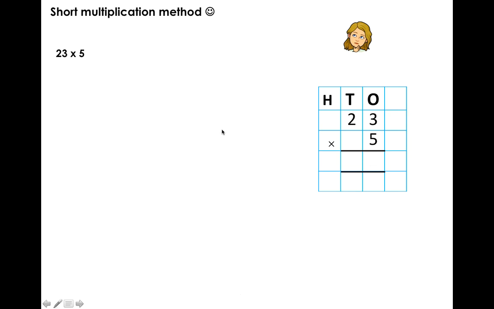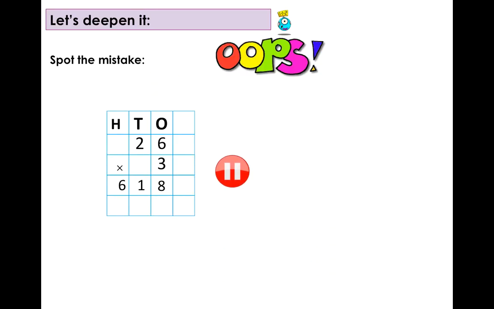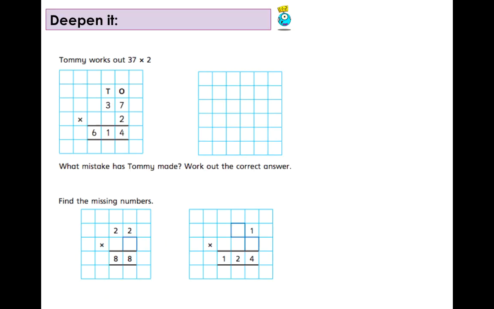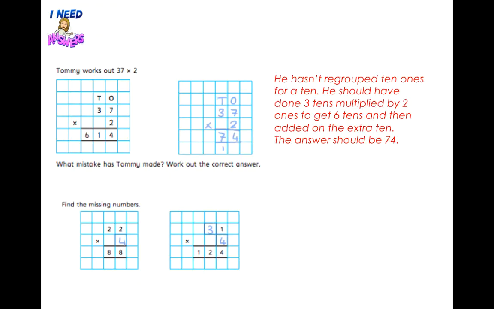Okay, super. Then finally, you've got your chat 2 deepen it questions. So you've got a spot the mistake question, similar to what we've done just previously, and then you've got some missing number questions where you've got to think, what do I multiply 2 by to get 4? Sorry, I nearly told you that. So what do I multiply 2 by to get 8? Have a think. Okay, brilliant. So the answers are on the next few slides.